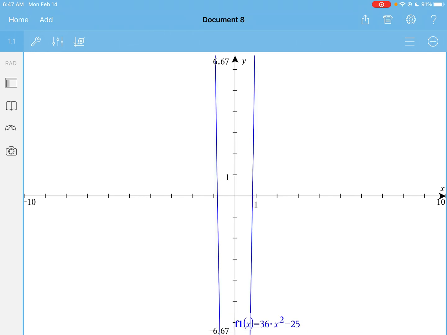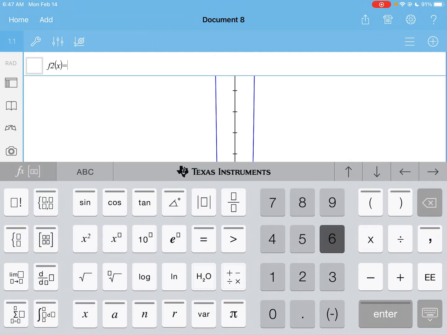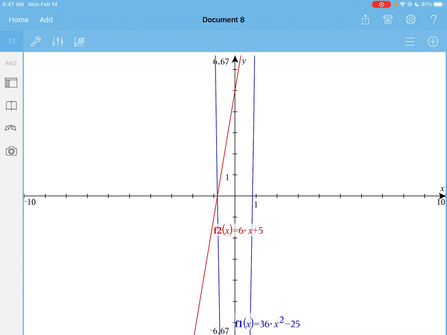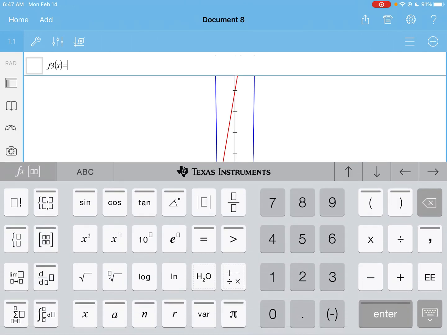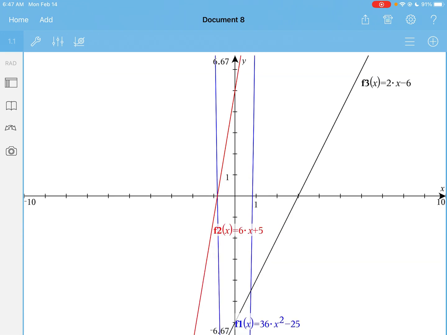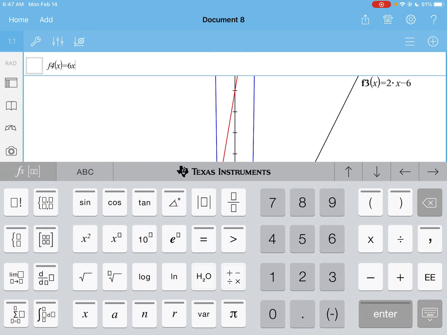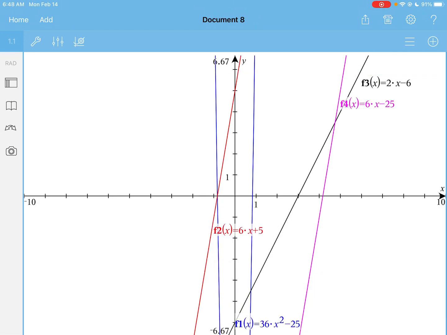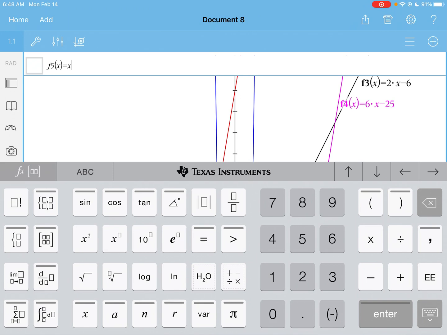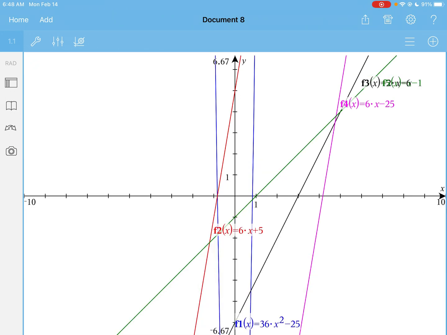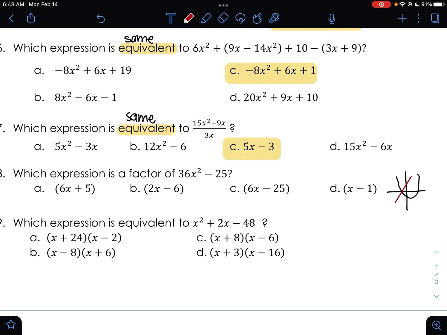Boom. Okay, so we want it to go through one of those zeros right there. So here we go. I'm going to type in answer choice A, which is 6x plus 5. Boom, it looks like we got it on the first try. Okay, just to show you what the other ones would look like. So A is our answer, but I want to show you the other ones. 2x minus 6. Look how off that is. We have 6x minus 25. Again, look how off that is, and then x minus 1. Notice how they're not crossing the same x-intercept as our original graph. Okay, so that's how we know our answer was A.